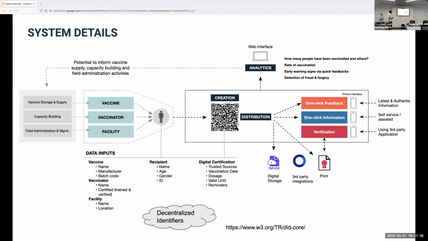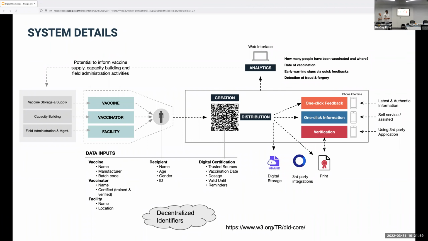When we consider the data inputs to create a vaccination certificate, from the vaccine we capture the name of the vaccine, who the manufacturer is, and what batch code the particular vaccine was taken from. And from a vaccinator, we take information like who the vaccinator is and whether the vaccinator was certified or not.